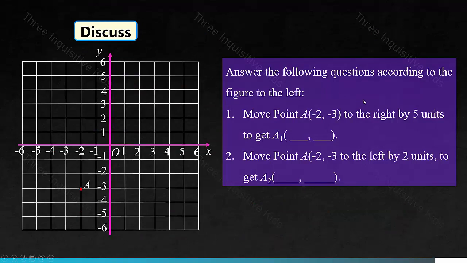Answer the following questions according to the figure to the left. Move point A to the right by 5 units to get A1. What are the coordinates? Well, we're going to move it to the right by 5 units. So we're left with A1. As you can see, the answer would be (3, -3). Now we're going to move point A to the left by 2 units to get A2. And now its coordinates are (-4, -3).